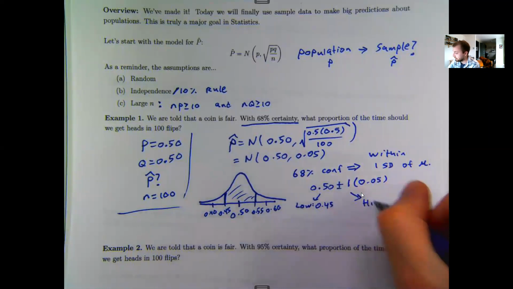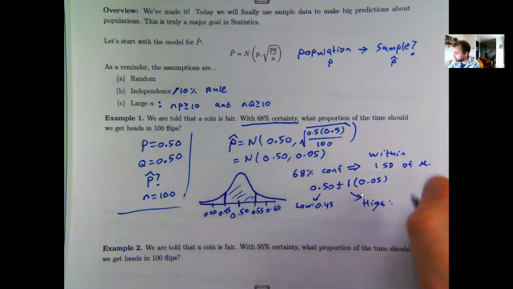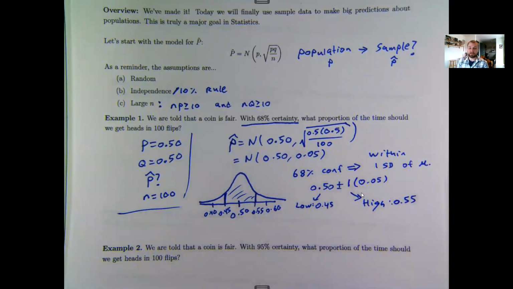So what this means is I am 68% sure that if someone went out and started flipping a coin 100 times, that they would get something between 45 and 55. I have now some predictive power to guess what should happen for these samples based off of the claim that the coin is fair.